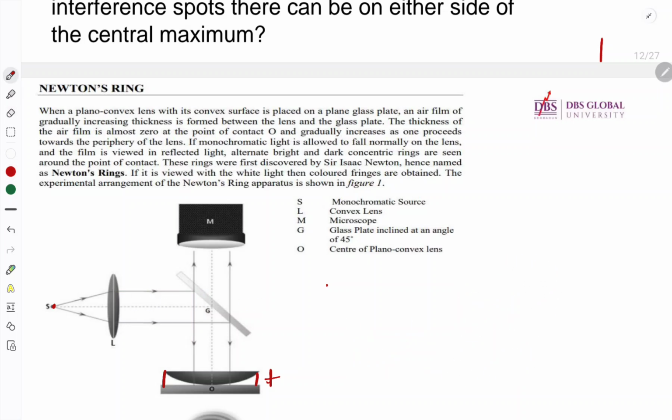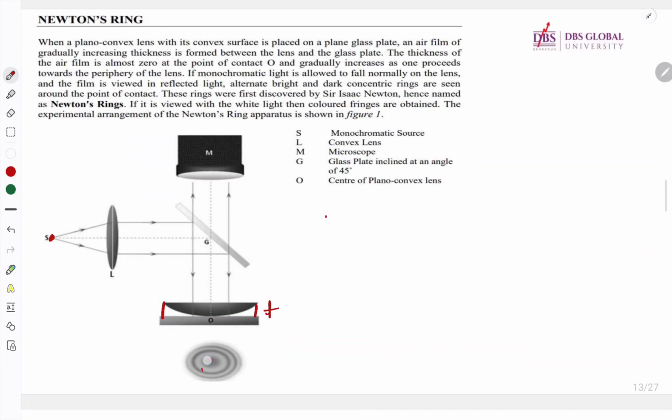Okay, here we have a source. Basically, we use monochromatic light here, but instead of monochromatic light, we can also use white light. If we use white light, we get colorful rings here, nothing else. And one of the most important things about the Newton ring experiment is that at the center we get the dark fringe, or you can say destructive interference at the center. Why this happens, I will tell you later on.